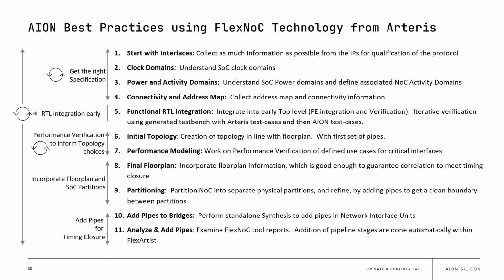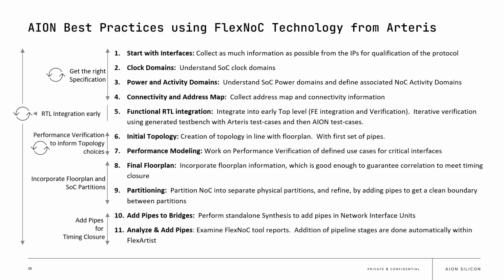You want to perform your performance verification early, so that helps inform your topology choice and helps you work out what's the best topology to create in line with your floor plan. As the partitioning information comes, you want to integrate that. So have your NoC divided into separate partitions if required, and add pipes to get a clean boundary between the partitions. And then lastly, you want to add pipes for timing closure.